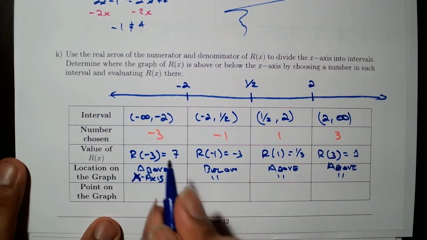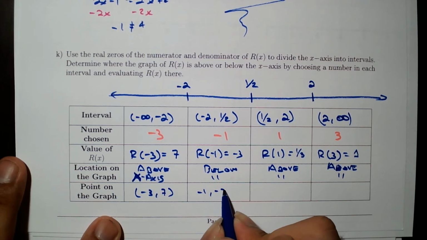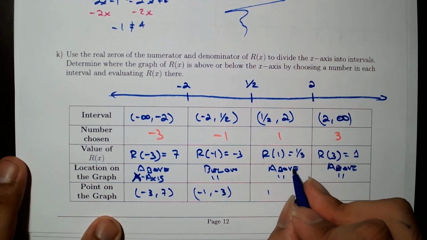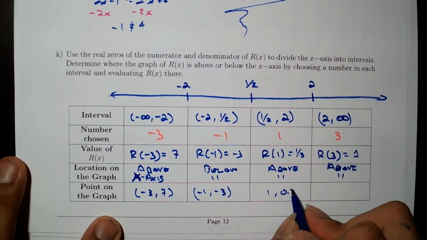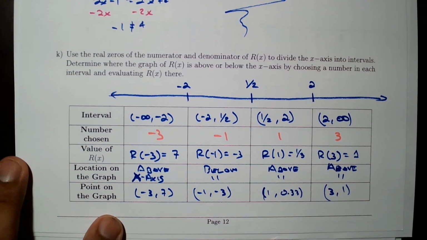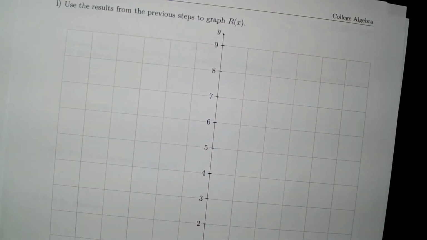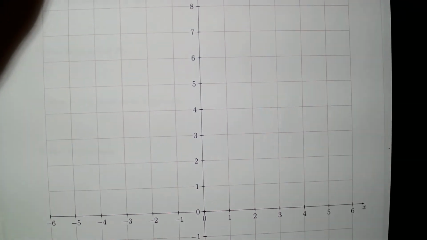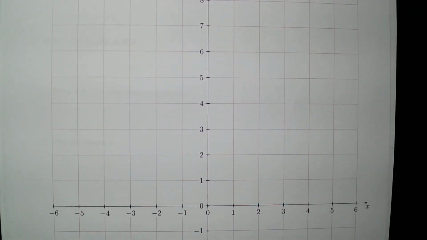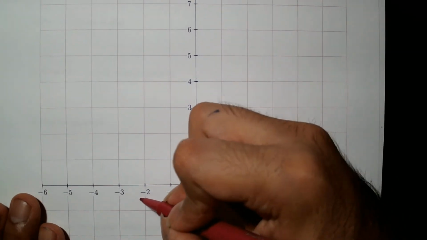What are the points of the graph? So just rewrite this in form of ordered pairs. I'm going to write the 1/3 as a decimal, 0.33, infinitely many decimals, and 3, 1. All right, so moving on to the next page, we are going to use the results from here to graph that function. This one is going to be a rather interesting one. So let's start first of all with the asymptote. So we have a vertical asymptote at negative 2. Let's draw the graph of that asymptote.